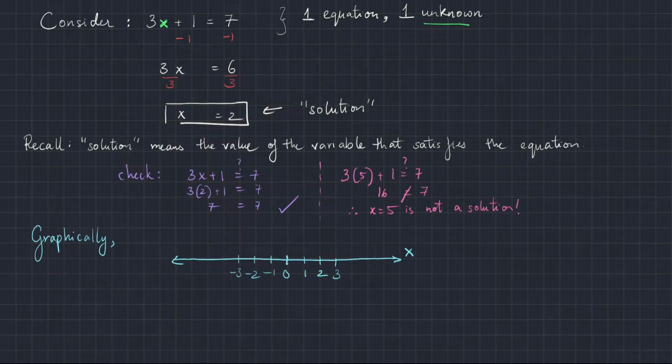Graphically, we can represent the solution on the x-axis number line. Our solution is x equals 2, so I'm going to mark that point on the number line. Now this is the only value on the number line that is going to satisfy this equation. x equals 5, as we checked, does not satisfy the equation. So the solution is represented by just a point on the number line.